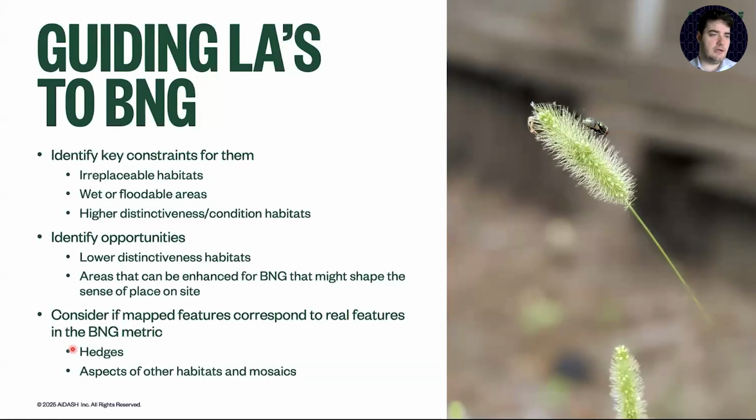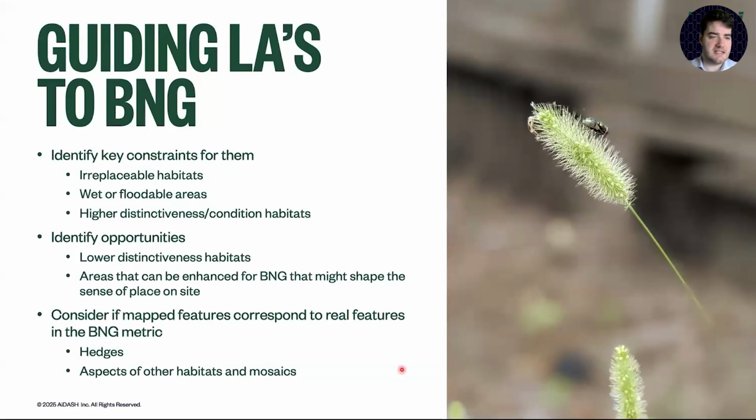We want to identify some of the opportunities. So we want to point out lower distinctiveness habitats that either can be enhanced or might be developed on with a minimal BNG impact. So that's really valuable. And the landscape architect is looking to create a sense of place. So if you think there's something on site that's really got potential to be enhanced into a high biodiversity feature, that might be something that they want to incorporate as a focal point of the design. So if you engage early, you might be able to lead that design process in a very fulfilling way for both of you.